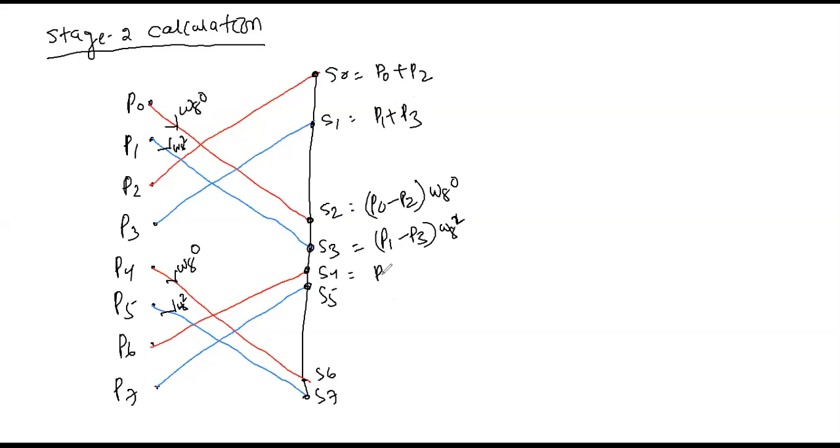S4 is P4 plus P6. Simple, the butterfly. What I gave for DIF, you see the butterfly is very easy. The input is P4, P6, and the output is S4, S6. Then what is S6? It's P4 minus P6 multiplied by omega 8 0, the twiddle factor. Similarly, S5 is P5 plus P7, and S7 is P5 minus P7 multiplied by omega 8 2, the twiddle factor.